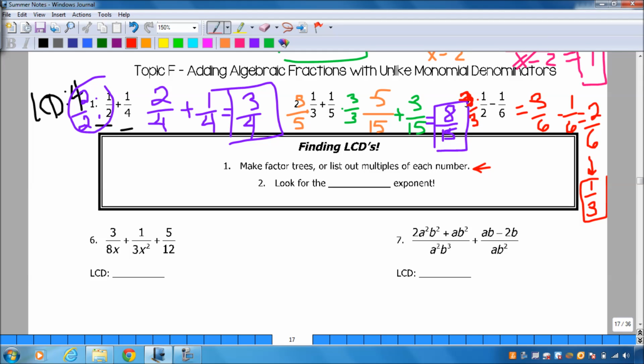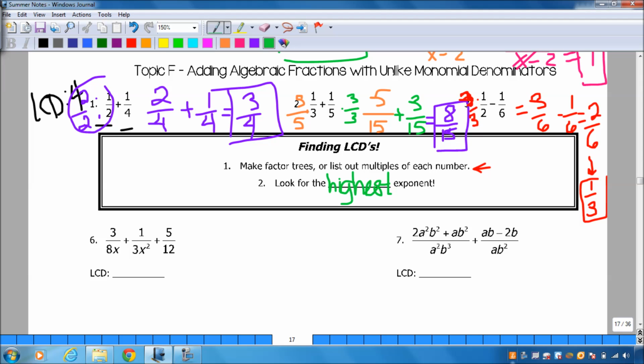Now, when we talked about finding GCFs, we talked about how you need to look for the lowest exponent. Now we're finding LCMs, least common multiples, which means that we're going to actually look for the highest exponent. Least common multiples are basically just the really nice people that want to include everyone. So they look for the highest exponent so that everybody is included, okay? So again, you're going to look for the highest exponent.